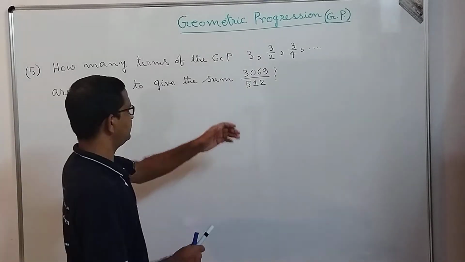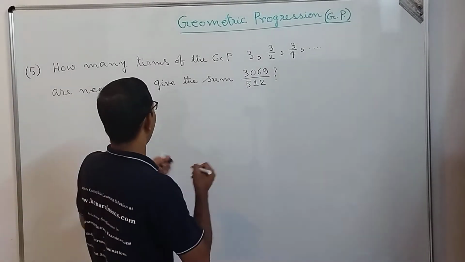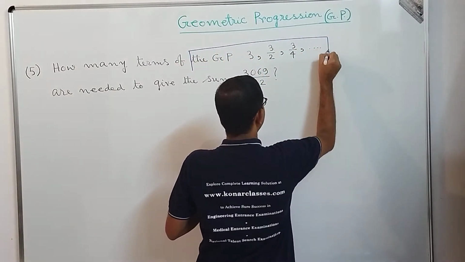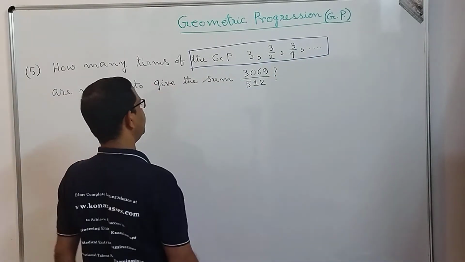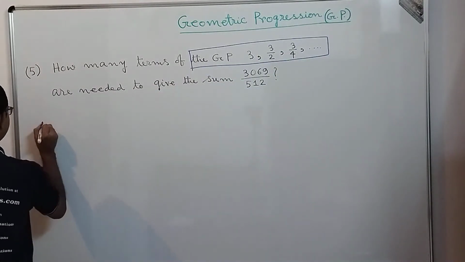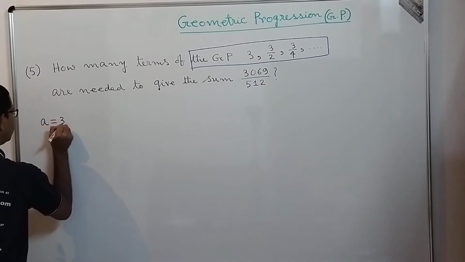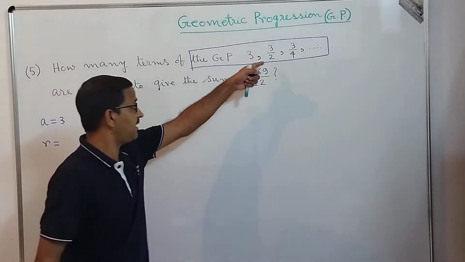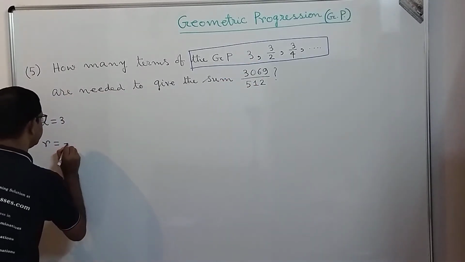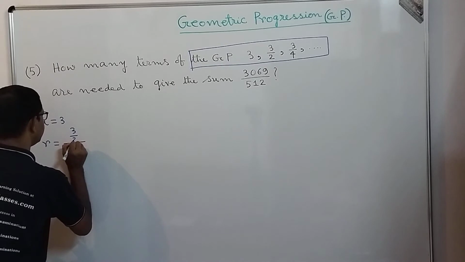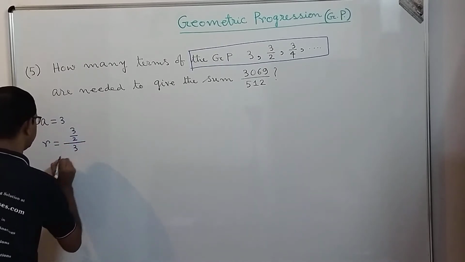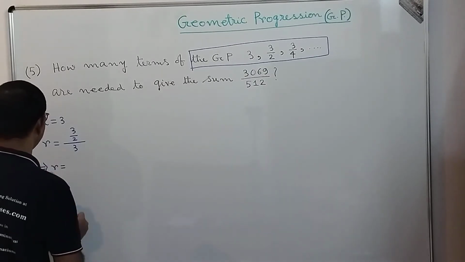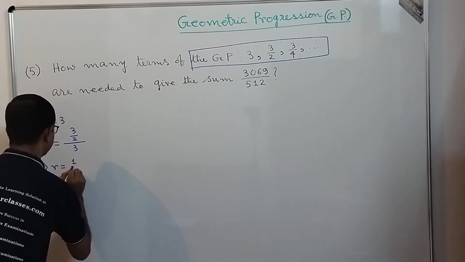The GP is given. The most important part is that whenever the GP is given, by looking at it we know the first term. What is the first term? A is equal to 3. And what is the common ratio r, dear students? That is equal to 3 by 2 divided by 3. Let me write it here: 3 by 2 divided by 3. So from here we get the value of r is equal to 1 by 2, correct?